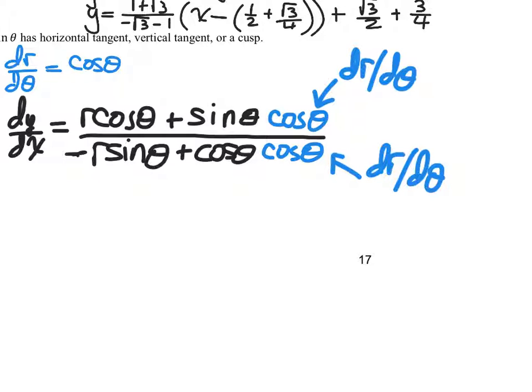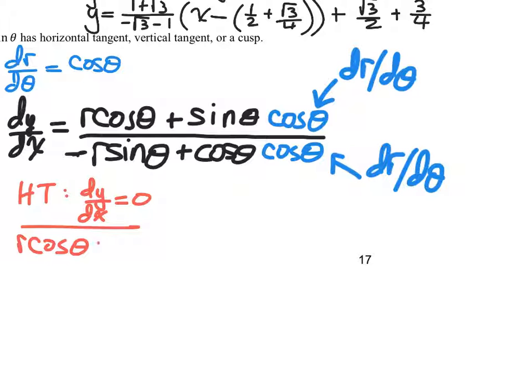how did I color code that? Red, I think. dy dx is equal to 0. All right, so I'll just kind of hand wave my way through this a little bit. What you would do is set your derivative equal to 0 and then solve. All right, what would happen? The denominator would cancel out. So ultimately, you would just be taking your numerator and setting that equal to 0. All right, so I'd be looking at r cosine theta plus sine theta cosine theta equal to 0.